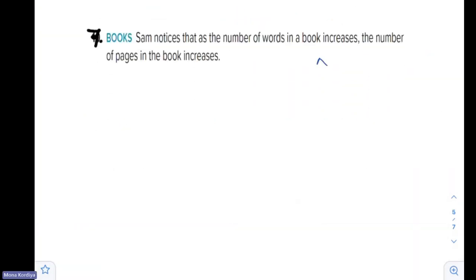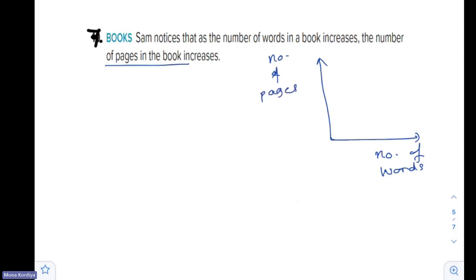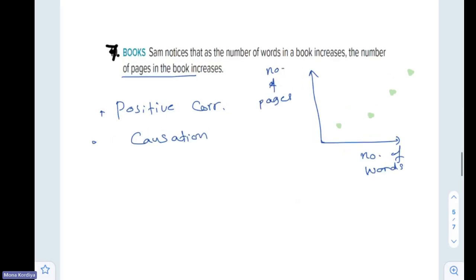Sam notices that the number of words in a book increases, and when it increases, the number of pages also increases. They are increasing together. Makes sense, of course. So it is positive correlation. And it is also causation. Why do you think? Because when you write more, you need more pages to finish the book. You need more books even sometimes. So the number of words affects the number of pages.